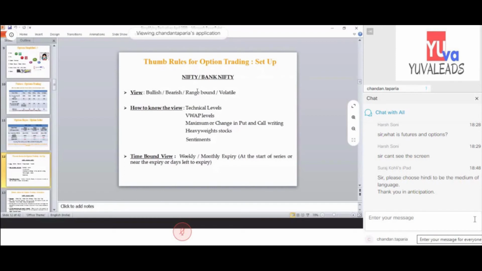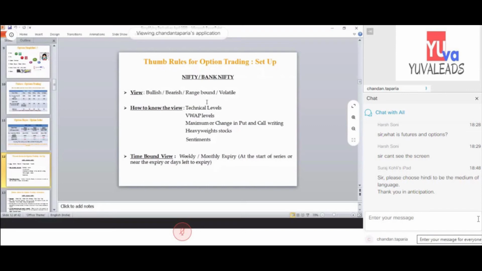Accordingly, I cannot buy the 9,000 call or the 9,050 call, but I can buy the 8,950 call. I can sell the 9,050 or 9,100 call. I can sell the 8,900 put because I'm not expecting the market below 8,900. So based on this scenario, we need to know whether our view is bullish, bearish, range bound, or volatile.